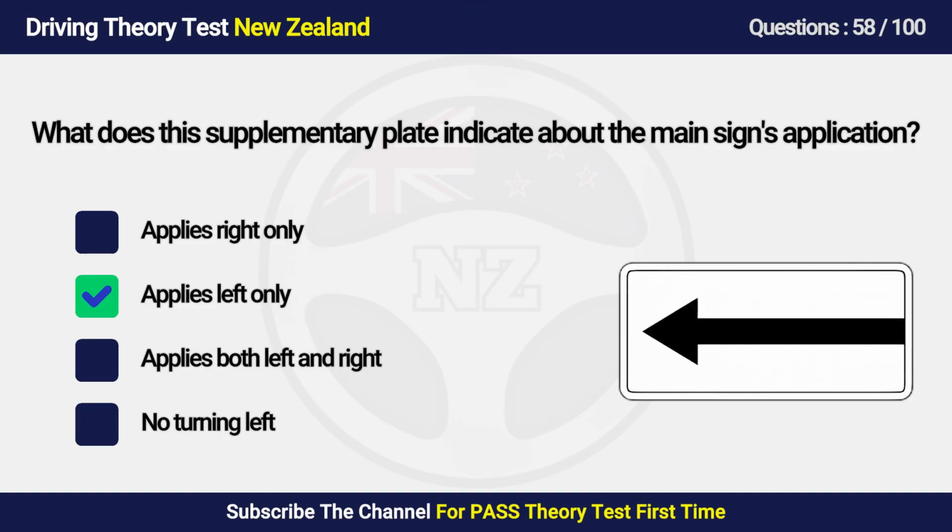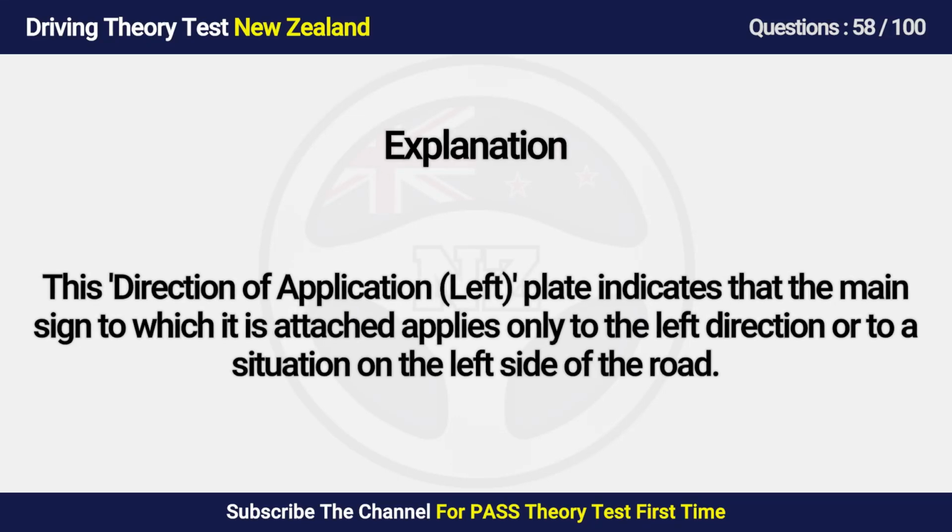Answer is B. Applies left only. This direction of application left plate indicates that the main sign to which it is attached applies only to the left direction, or to a situation on the left side of the road.